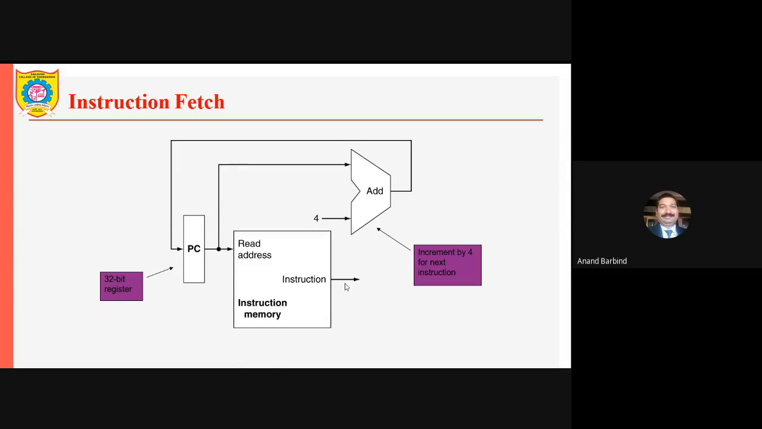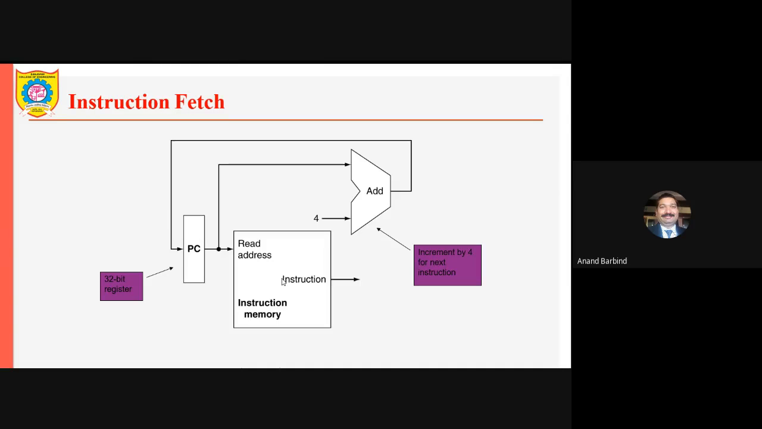So the contents of 4 locations simultaneously. Each location contains 8 bits, that is 1 byte. So 8 into 4 locations. So the contents of 4 locations will be simultaneously available on these outputs. So this particular instruction will be of 32 bits. Each instruction of the MIPS processor is of 32 bits. So it will come out here. Okay. So this is how the instruction is read from the instruction memory.